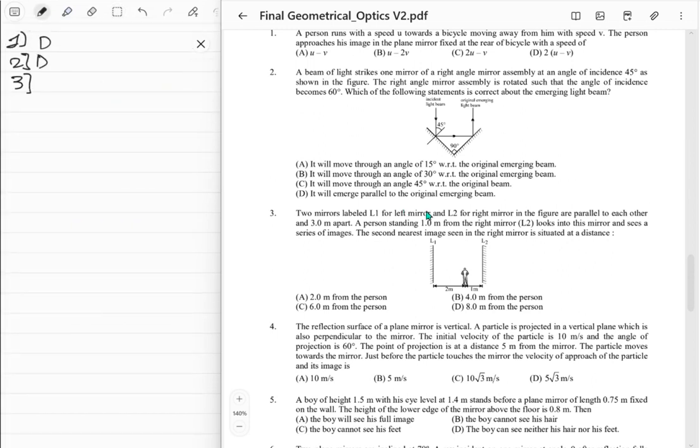Third, two mirrors labeled L1 for the left mirror and L2 for the right mirror in the figure are parallel to each other. A person standing 1 meter from the right mirror looks into his mirror and sees a series of images. The second nearest image seen in the right mirror is situated at, so in this direction, right?